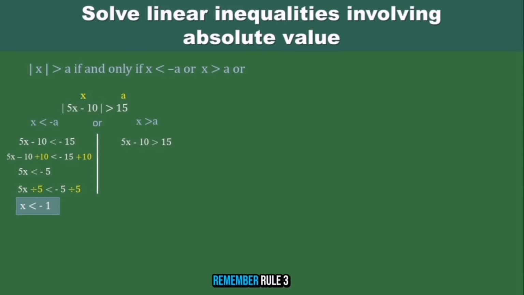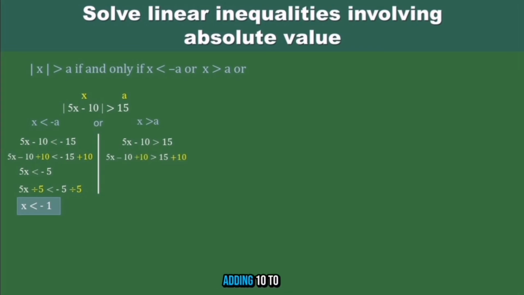But remember, Rule 3 gave us two cases. We've only solved the first case. Now we need to tackle the second case. Solving case 2, which is 5x minus 10 greater than 15, just like before, our goal is to isolate x. To isolate x, let's start with adding 10 to both sides.